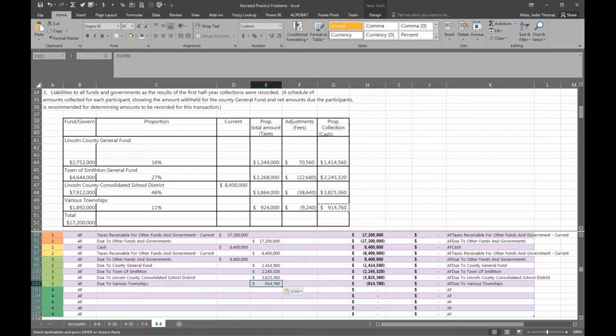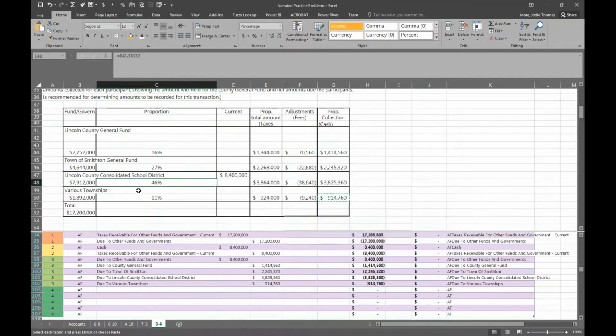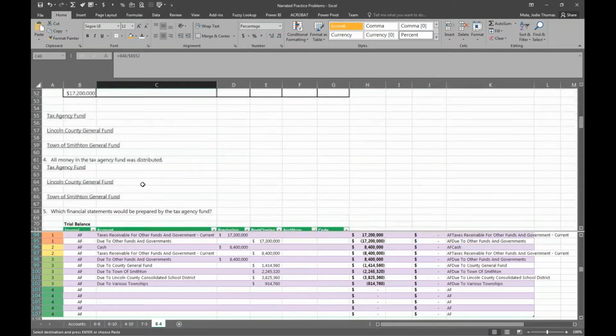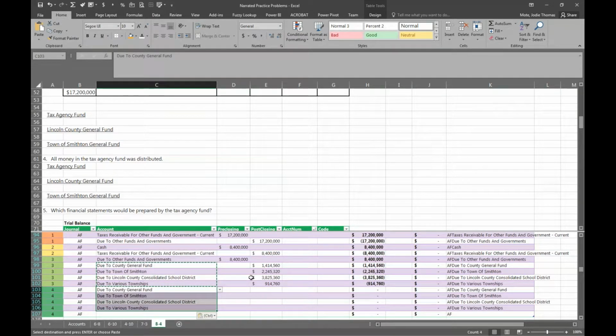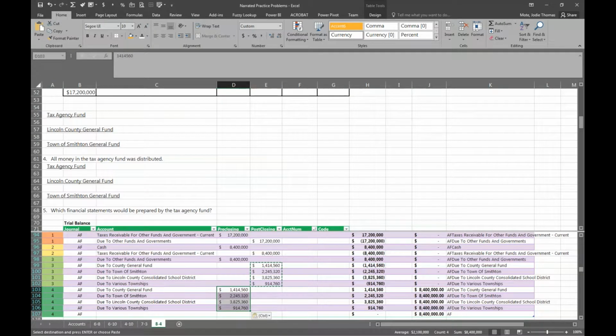So number 4 is, all the money in the tax agency fund was distributed. All right, so let's do it the easy way here. Since it said all the money in the agency funds was distributed, let's just copy and paste all of the liabilities that we just recorded, and we're going to debit them. And since all the money in the agency fund was distributed, that means we are crediting cash.